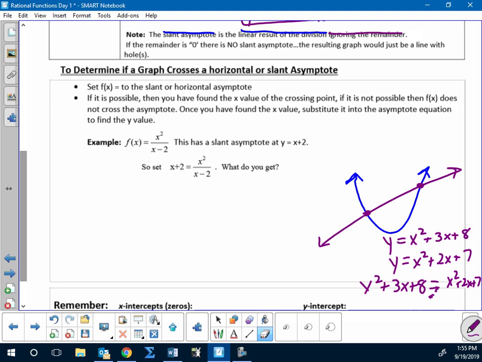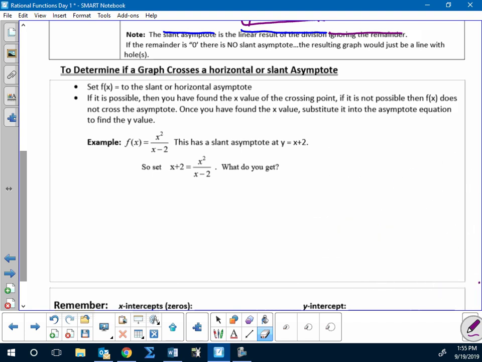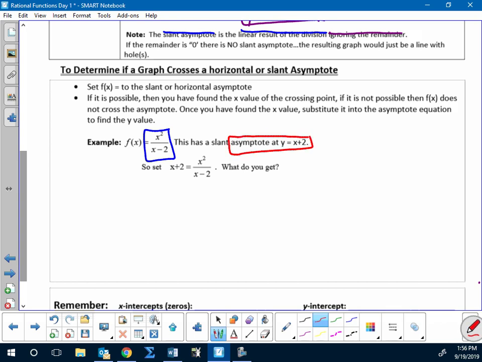Let me erase this crazy graph over here. So here, if I want to find out if my function, which is this random function they gave me here, crosses its asymptote, I have to set them equal to each other and see if they will be equal at any location in space. So what I'm going to do is take the blue and set it equal to the red. So I'm going to write x squared over x plus 2 is equal to x plus 8. You don't need to include the y because that's what they're equal to, and we don't need that anymore.